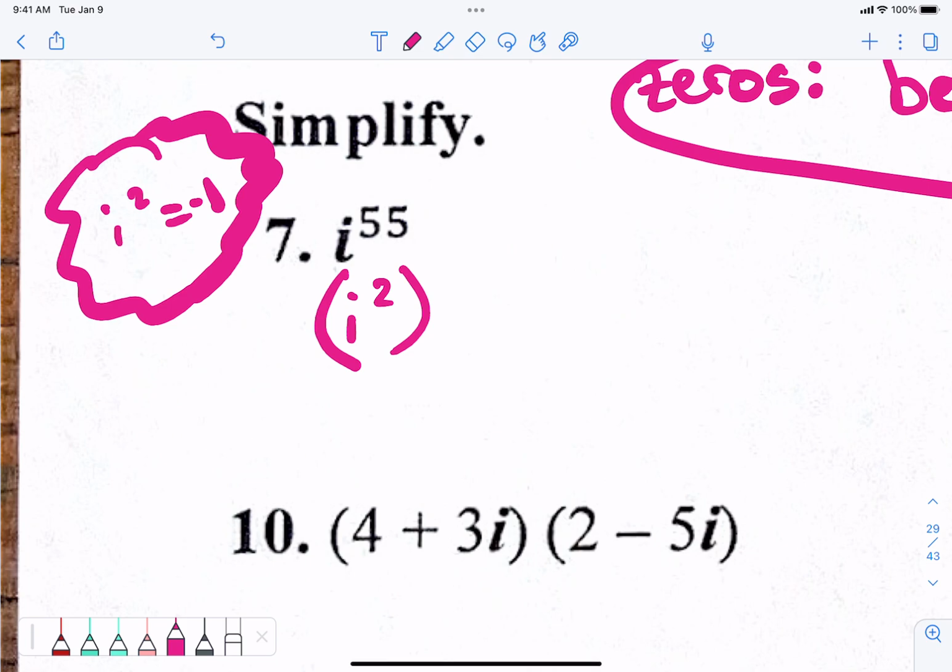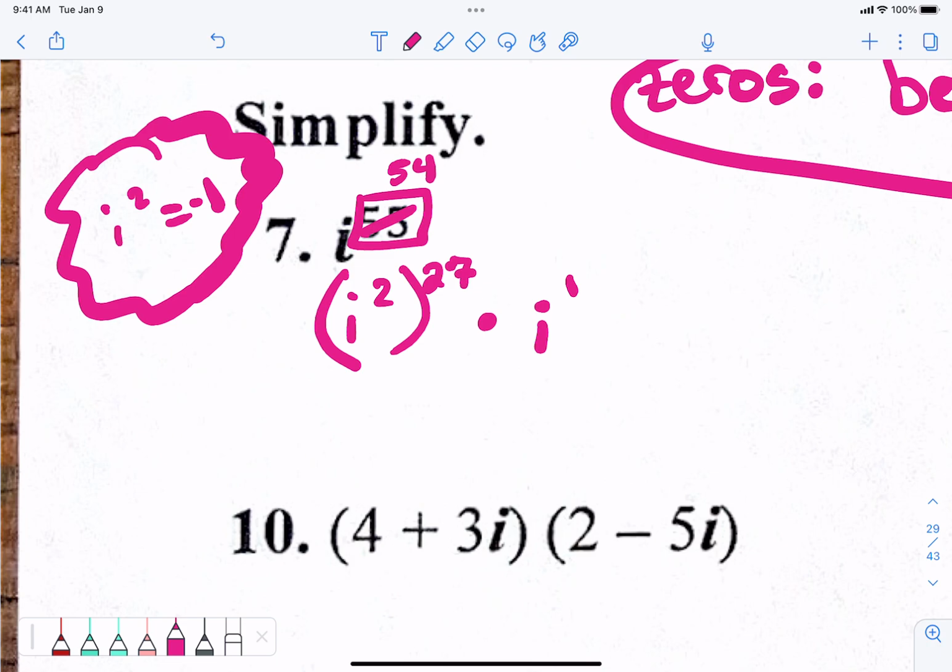I squared equals -1. Okay, how many times do I have to take I squared times itself to get close to 55? Times 27 times. If I take I squared times 27 times, that will give me 54. How do I get the 55th one? Plus I. I'm going to say times I to the first power, right? Because that will actually end up adding another I onto it.